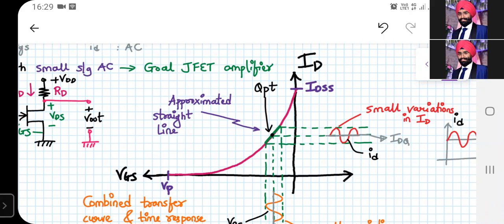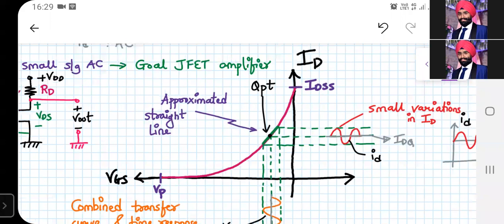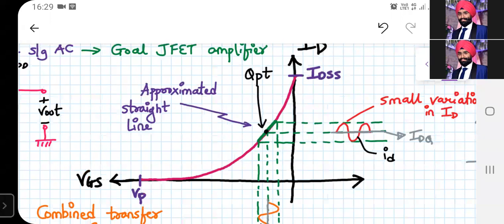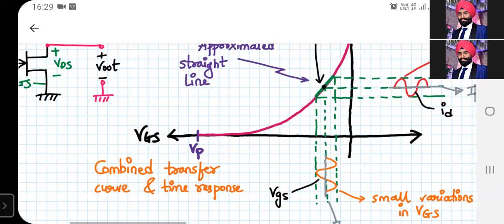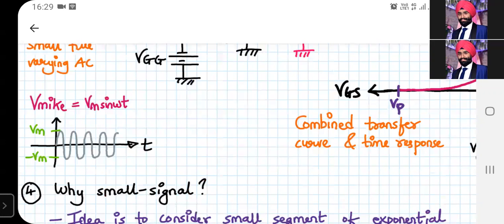Fine. And we have done a numerical wherein we have set a Q point. Correct? We have set a Q point at the center of the DC load line. So here also I can draw a DC load line. Listen carefully, what are we trying to do over here? We have seen this mic signal, which is Vm sin omega t like this. Just we have to rotate 90 degrees.